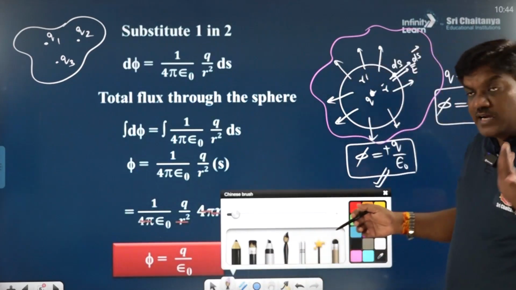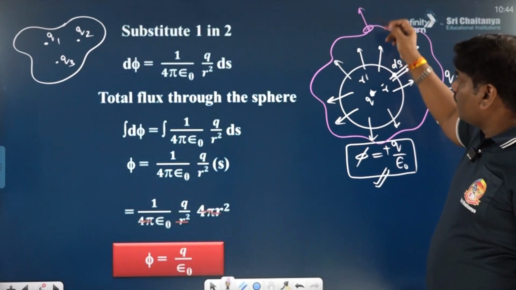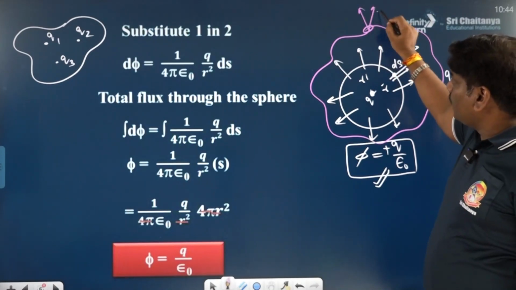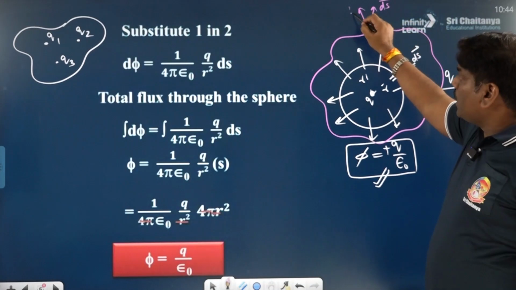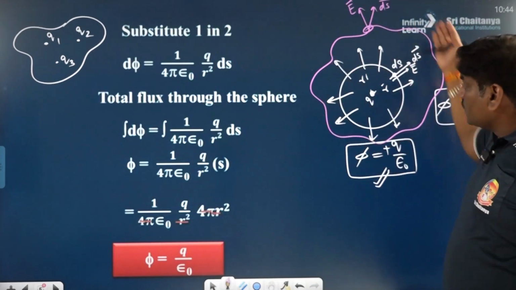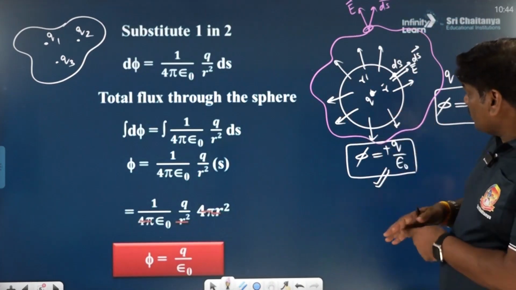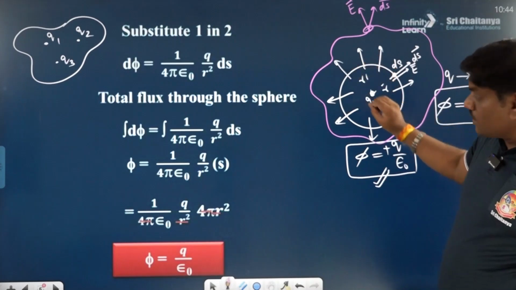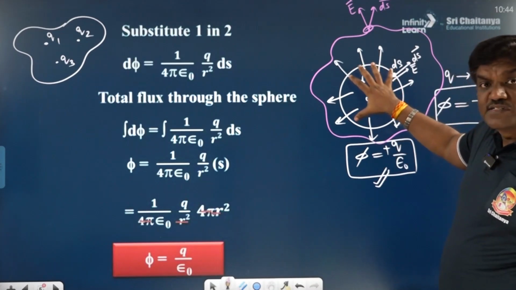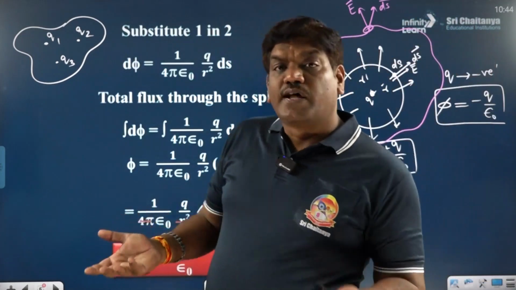If you calculate by integration, it may be very complex, because at every point you are getting different E in different directions, and at every point you are getting different ds. So different E and different ds will give you different flux. Mathematically it is quite complex to calculate, but theoretically you can easily visualize that if flux is a measurement of the number of field lines, then whatever number of field lines is passing through this spherical surface is the same number passing through the random surface.